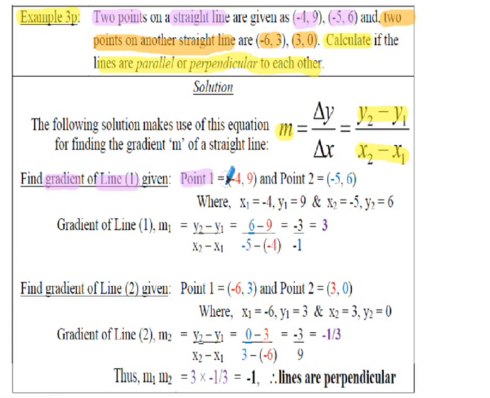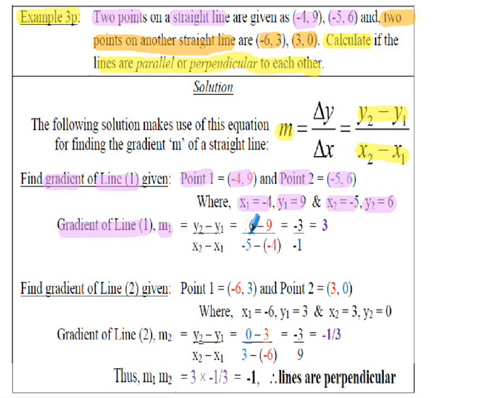for point 1 we're given the coordinate negative 4, 9, and for point 2 we're given the coordinate negative 5, 6. So reading that in terms of x y, the x1 is equal to negative 4, the y1 is positive 9, the x2 is negative 5, and the y2 is 6. Putting those values now into the equation, we can work out the gradient of line 1, m1.